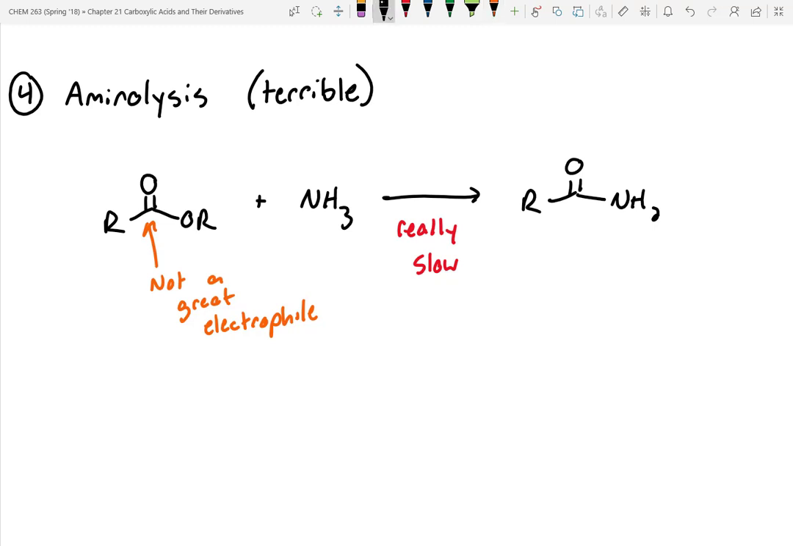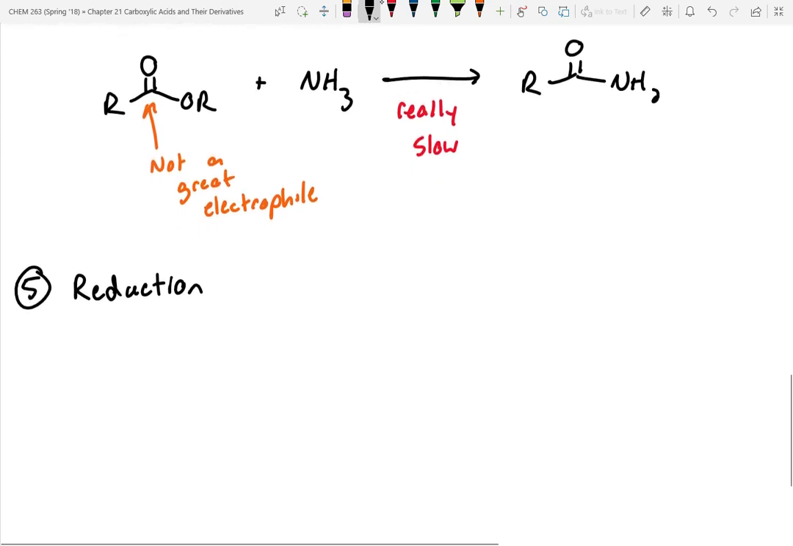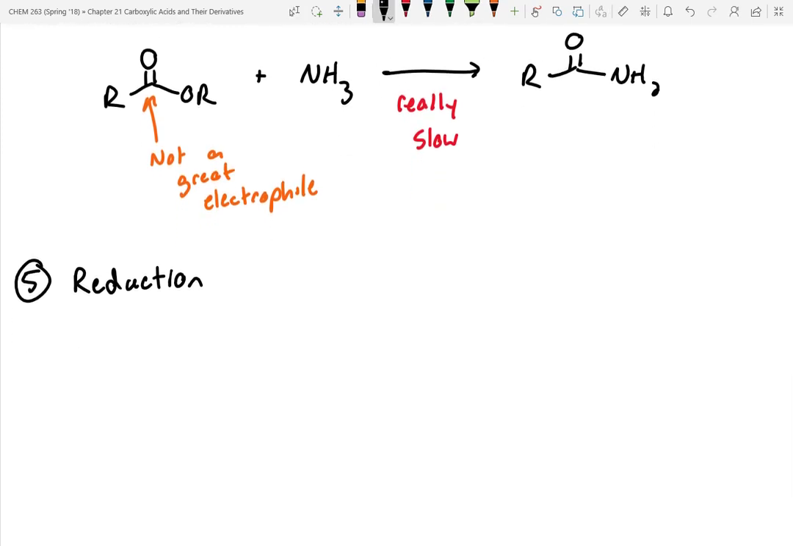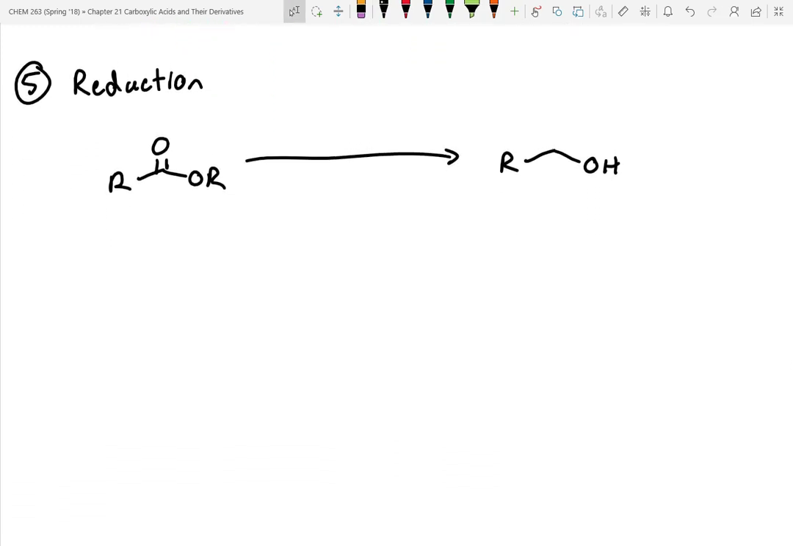All right, next one we've got is reduction. And reduction is fairly common with esters, so I wanted to show that. And we'll do a review of second term chemistry. How can I go about making a primary alcohol from an ester? So with aldehydes and ketones, we could use NaBH4. With carboxylic acids and esters, we needed to amp it up. It means we need LAH.